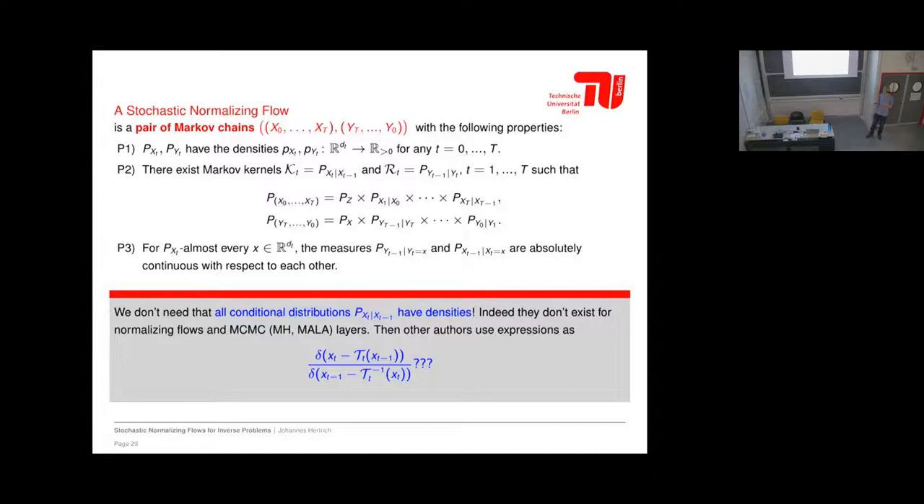The third property is a technical property which we require to derive a loss function, which is an absolute continuity property of such conditional distributions with respect to each other. Important is that they only have to be absolutely continuous with respect to each other and not with respect to the Lebesgue measure, because we have seen that these were Dirac measures so far, so they aren't absolutely continuous with respect to the Lebesgue measure. And in fact, this was also the point where the analysis of the other authors was broken.